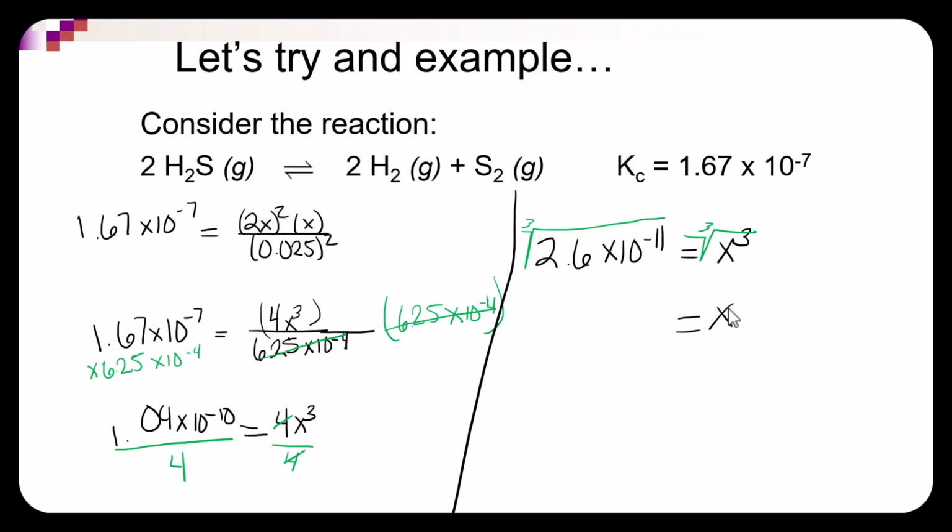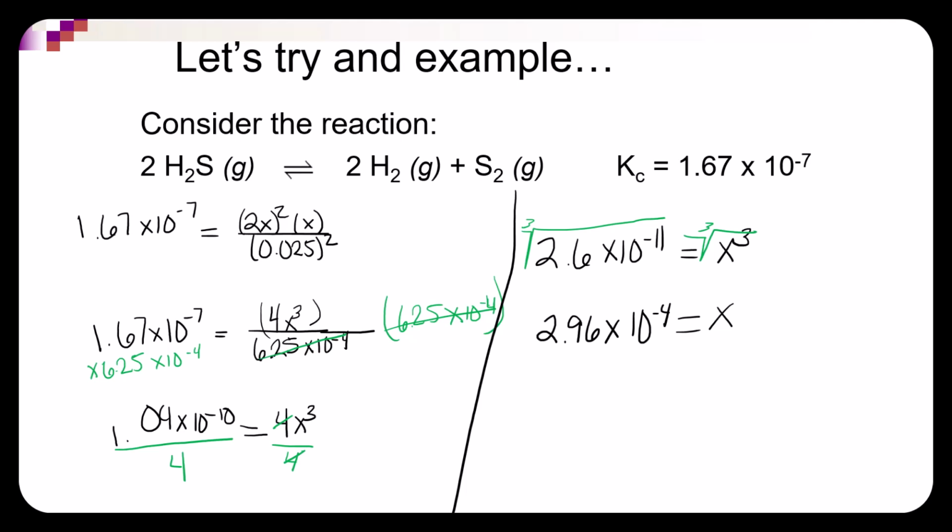But I'm going to type into my calculator the cubed root of 2.6 times 10 to the negative 11. And the answer that it spits out is 2.96 times 10 to the negative 4. So, still a pretty significant algebra problem, but not quadratic. So that's great. That's good. We wanted to mitigate that.